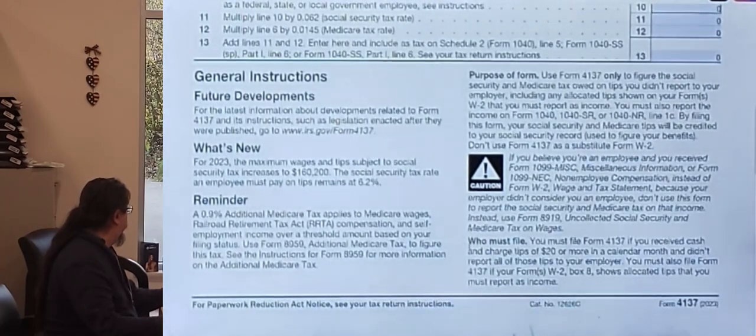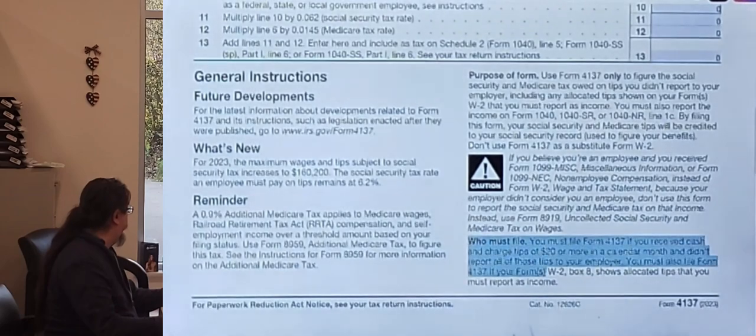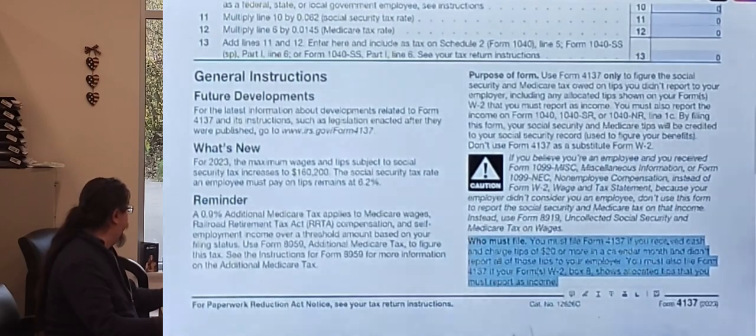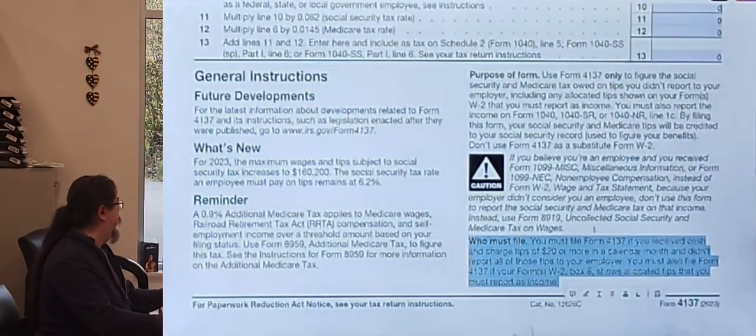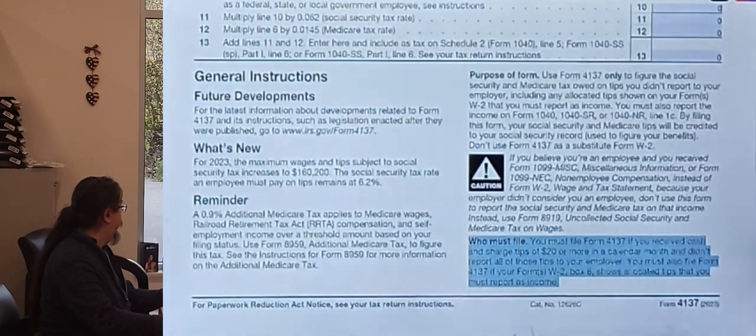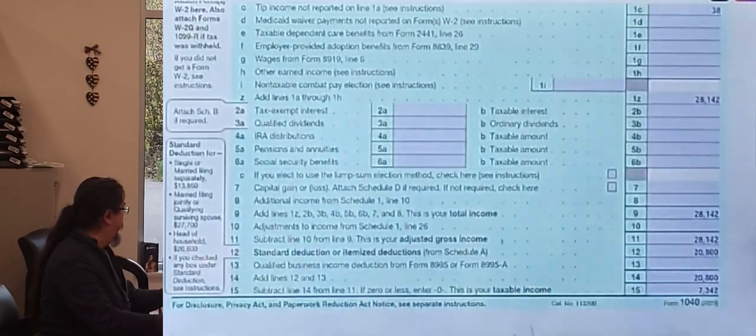And technically, if we read the who must file instructions on Form 4137, it says if you received cash and charge tips of $20 or more in a calendar month and didn't report all those tips to your employer, you must file Form 4137. So he doesn't actually meet this requirement, so we could have left the 4137 off the return. So the 1040 is all he needs to file.